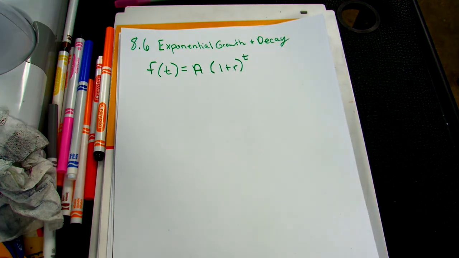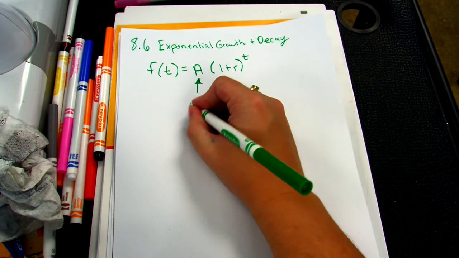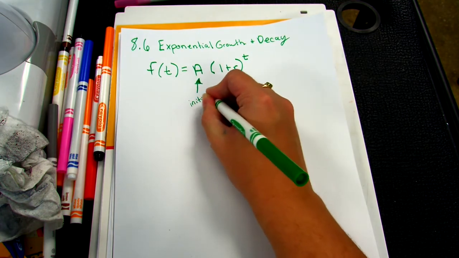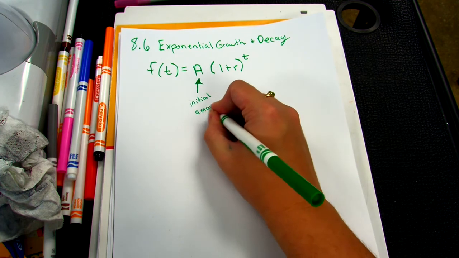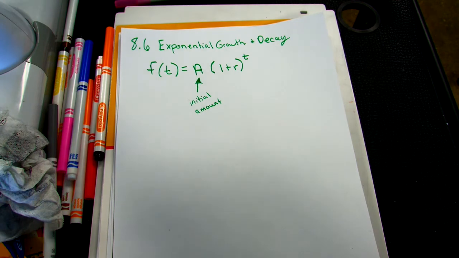Important information to know is that a represents the initial amount. For example, if you have a pond where the bacteria in the pond is increasing every year, the pond had to have an initial amount. We could say that at the very beginning there were 2 million bacteria in the pond. So our A value would be 2 million. Again, A is whatever your initial amount is.